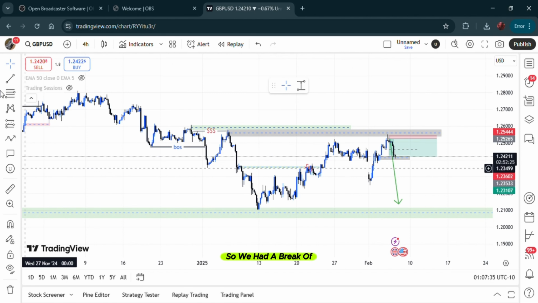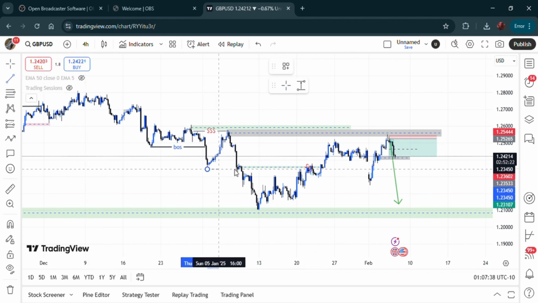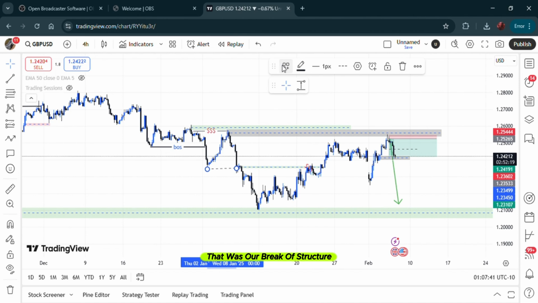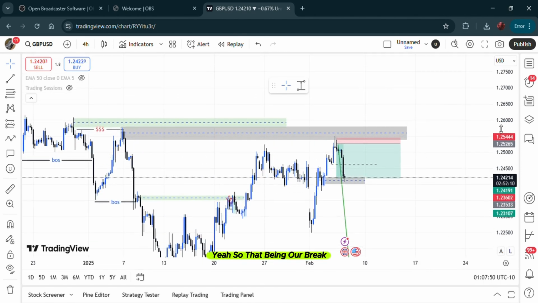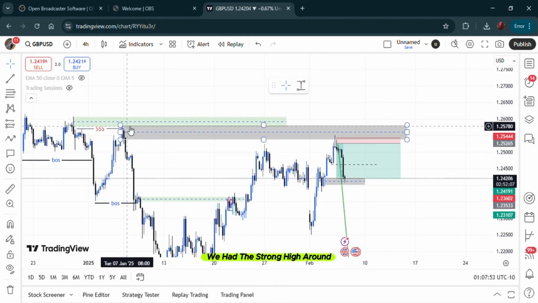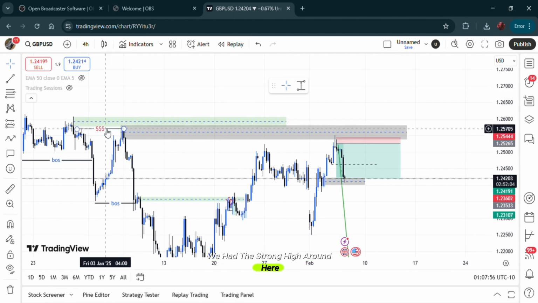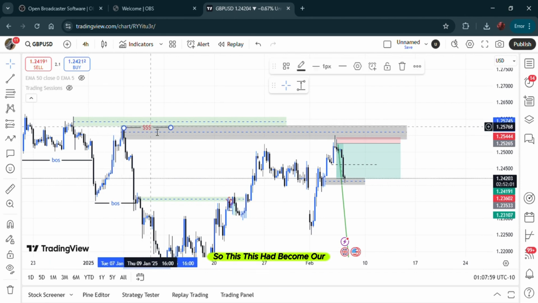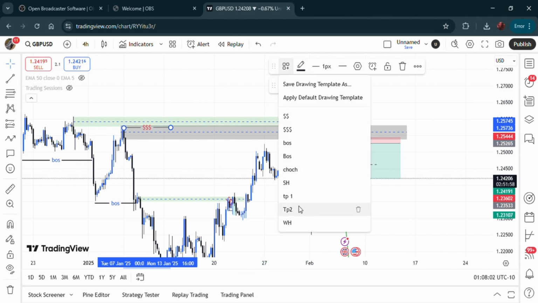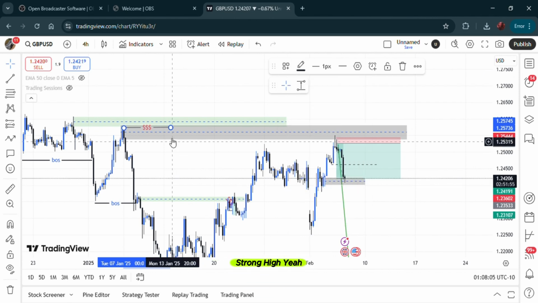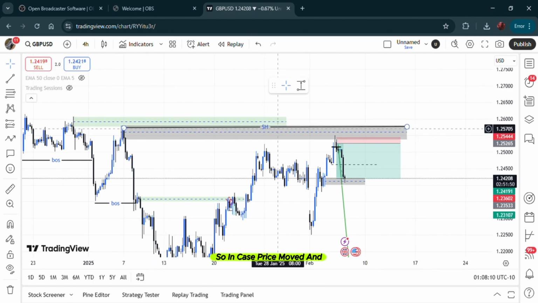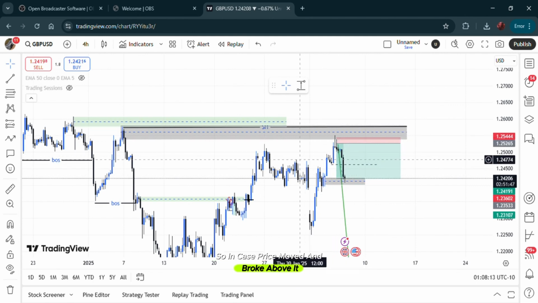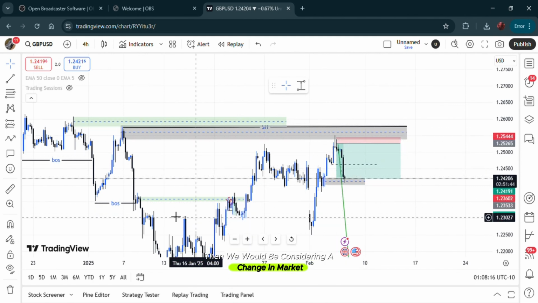So we had a break of structure here. That was our break of structure previously. Yeah, so that being our break of structure, we had the strong high around here. So this had become our strong high. Yeah, so it was our protected high. So in case price moved and broke above it, then we would be considering a change in market structure.